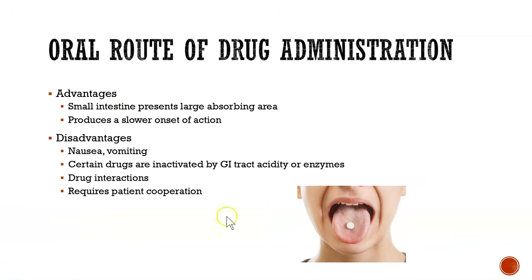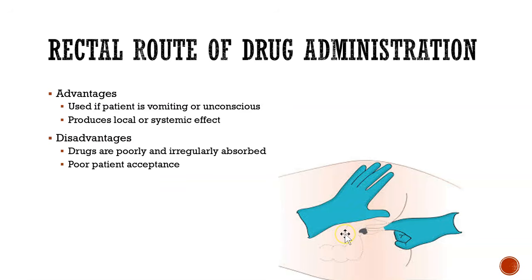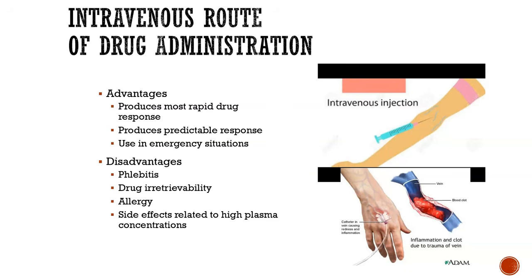So the oral route is most common, but the only downside is a slower onset of action. It takes a longer time to kick in because it has to go through the digestive tract before it gets to where you want it to go. Rectal is another route of administration, which is enteral. Drugs can be given as suppositories, creams, or enemas, and this obviously has poor patient acceptance. Not many patients want that route, but they have to if they're vomiting or unconscious. So some drugs need to be administered that way.